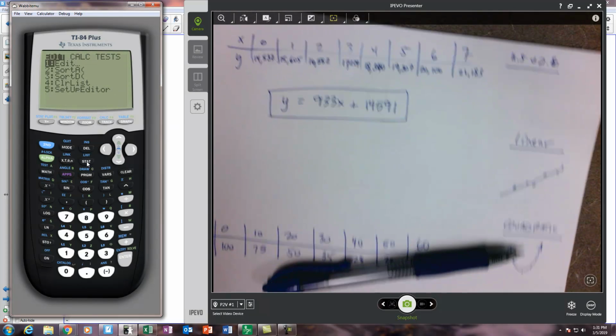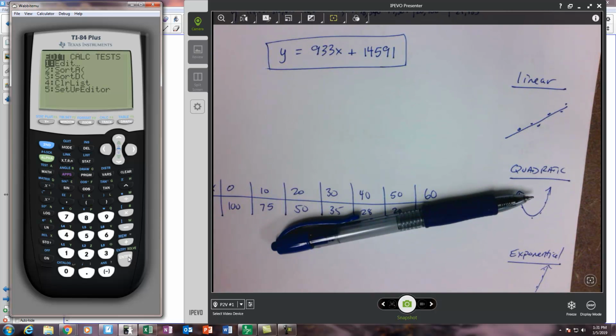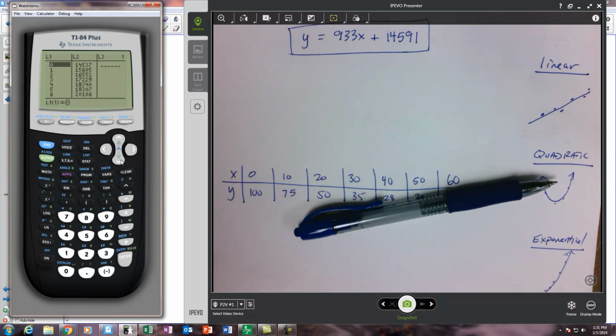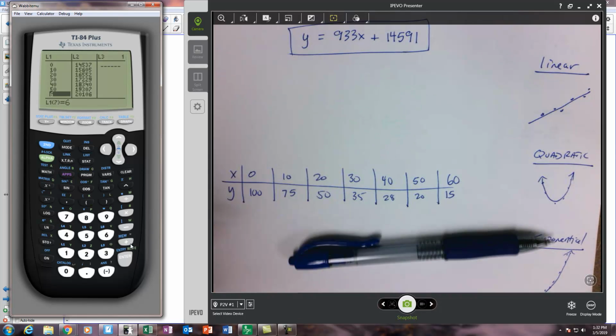Let's do it again, but let's do it for another data set, another variety. So we're going to edit our data. On our second equation, we're going to go 0, 10, 20, 30, 40, 50, and 60. And we're going to delete that individual entry. I won't need this last one.